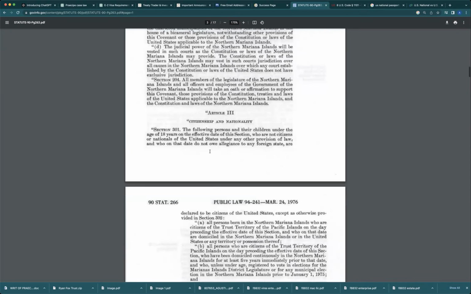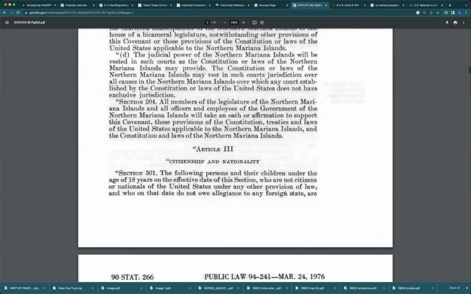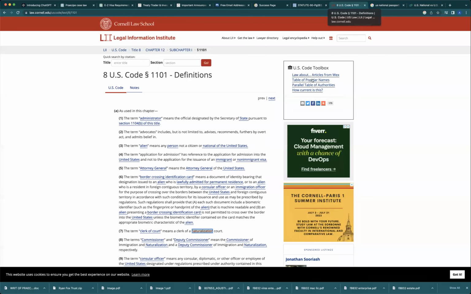Let's read. It says, the following persons and their children under the age of 18 years on the effective date of this section, who are not citizens of the United States or who are not nationals of the United States. Let's stop right here. Let's go into Title 8, and then we'll come back.